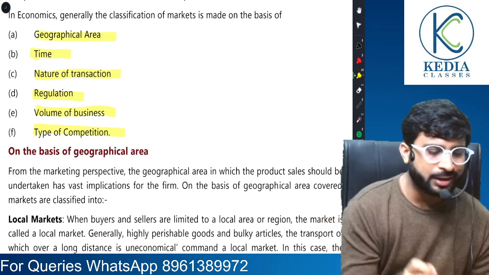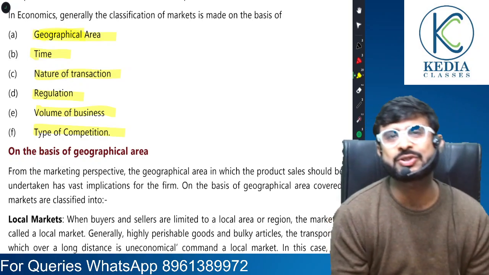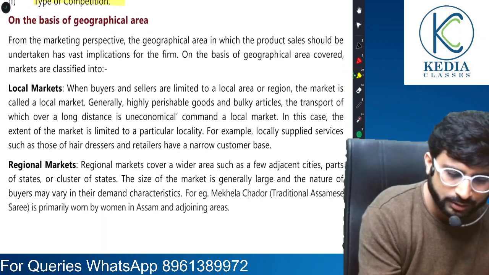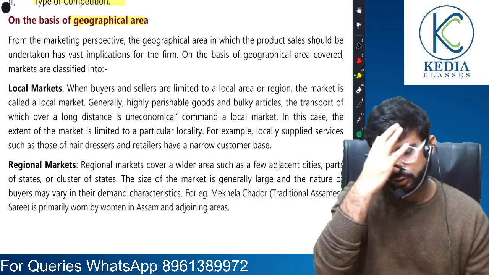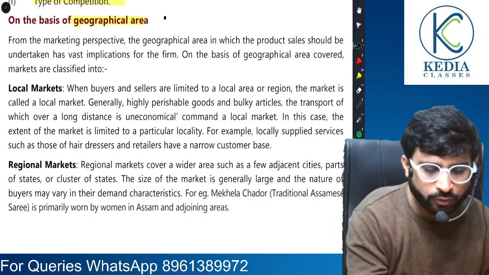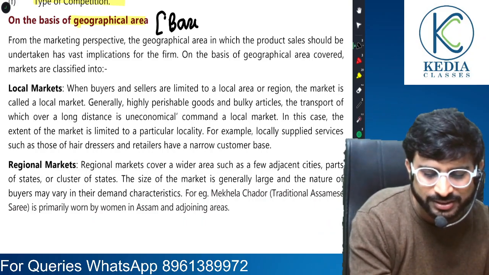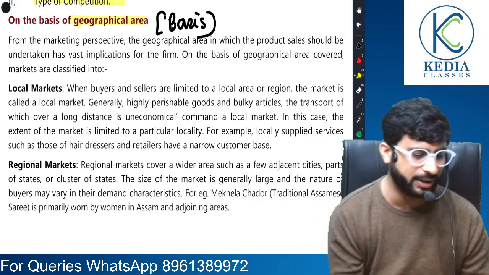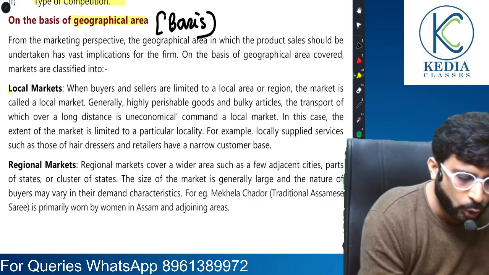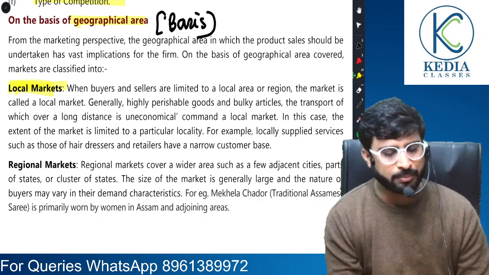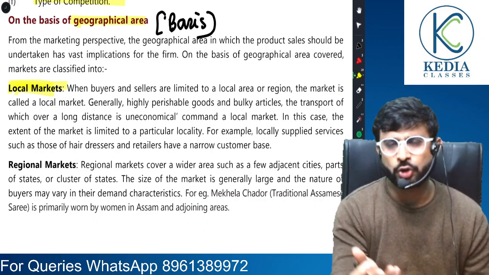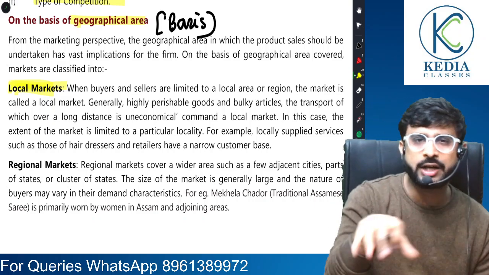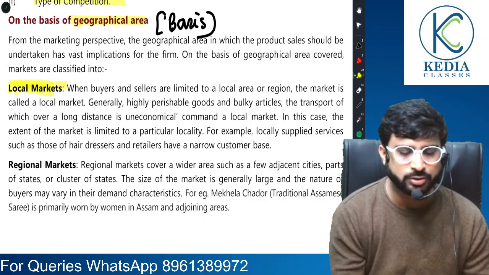Moving on. Types of markets on the basis of geographical area, right? Number one, pay attention everyone. So number one basis is geographical area. Types of markets on the basis of geographical area. See, number one is the local market. Your regular fruits and vegetables market that you step down your house and in your locality you find, that is a local market.